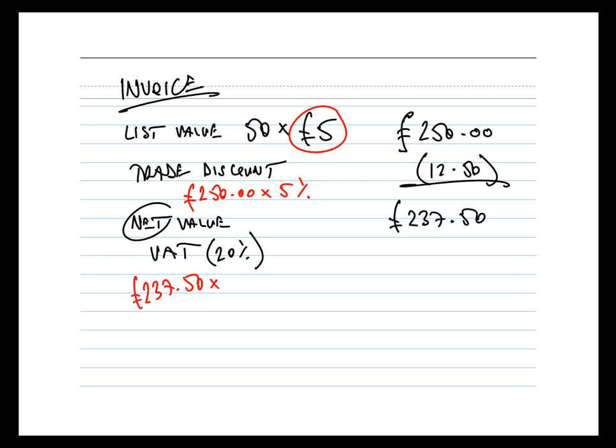If I take £237.50, the available settlement discount was 2%. So if you take £237.50 on your calculator and multiply by 2%, or multiply by 0.02 perhaps, that gives me £4.75 as the available settlement discount. So if I was to knock that off the £237.50, if we knock off £4.75, this gives me what I call the fully discounted value, which is actually £232.75.